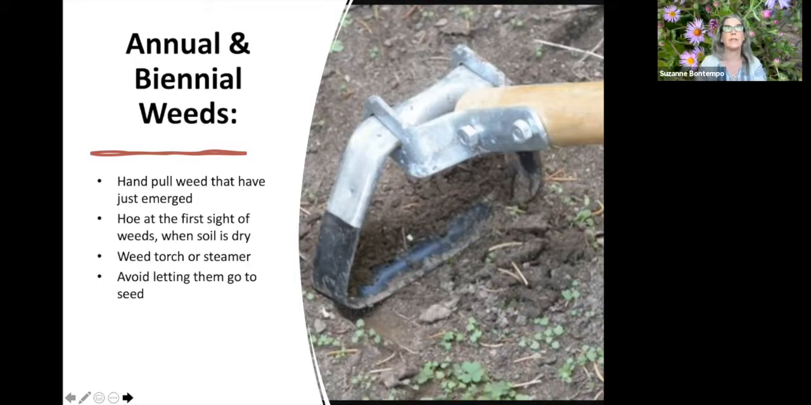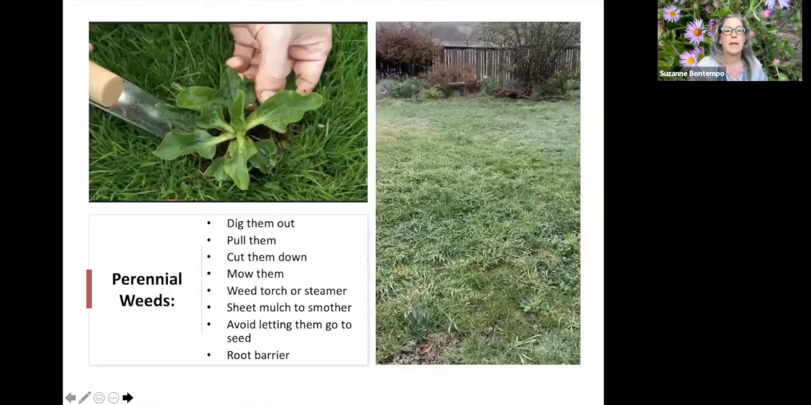However, the trick is to be very mindful that we're doing this when the soil has dried out. We don't want to get out there when the soil is wet, because we don't want to compact that soil. Another great way to manage annual and biannual weeds is working with that weed torch or that weed steamer. But above and beyond, we always want to make sure we avoid letting them go to seed, because that is how they reproduce.